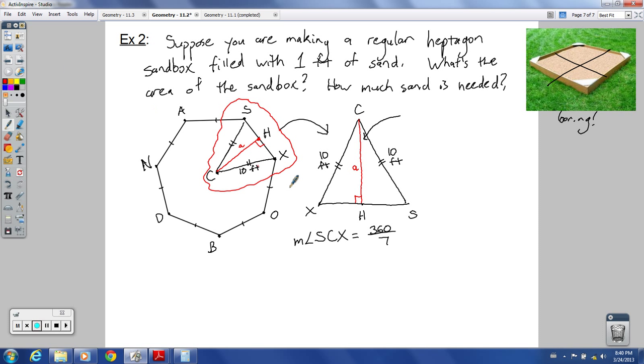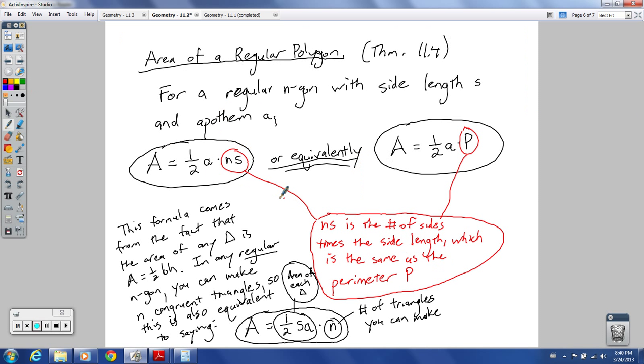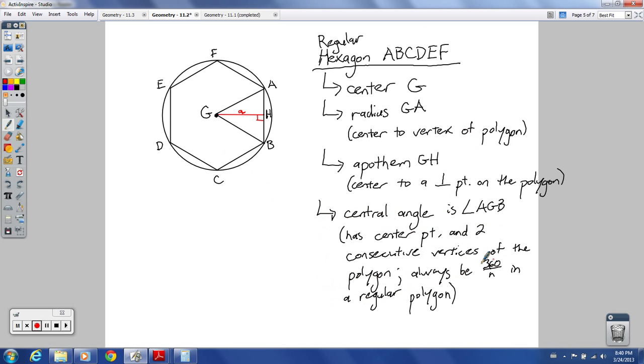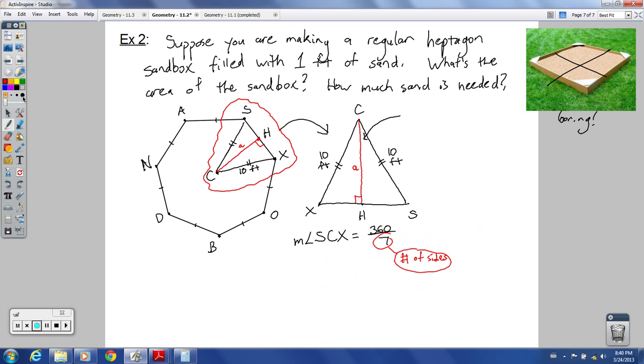And 7, where did that come from? 7, this is the number of sides. So let's put that in a different color right here. That's the number of sides. That's coming from this idea. It's always going to be 360 divided by n in a regular polygon for the central angle. And so if we were to put this into a calculator, we would get approximately 51.4 degrees.